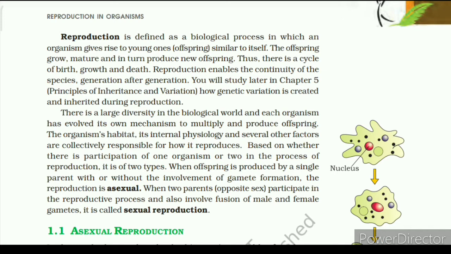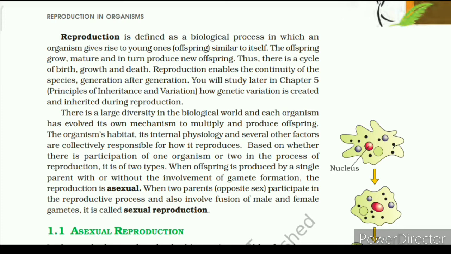You will study later in chapter 5 how genetic variation is created and inherited during reproduction. There is a large diversity in the biological world, and each organism has evolved its own mechanism to multiply and produce offspring. The organism's habitat, its internal physiology, and several other factors are collectively responsible for how it reproduces.